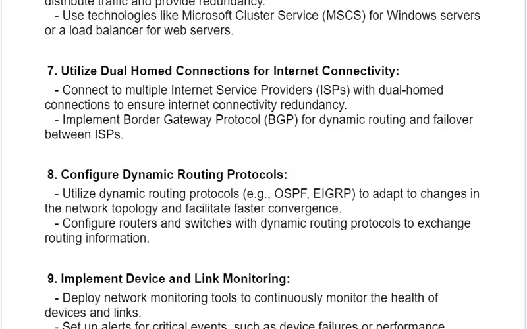Seventh solution: utilize dual-homed connections for internet connectivity. Connect to multiple internet service providers (ISPs) with dual-homed connections to ensure internet connectivity redundancy. Implement Border Gateway Protocol (BGP) for dynamic routing and failover between ISPs.